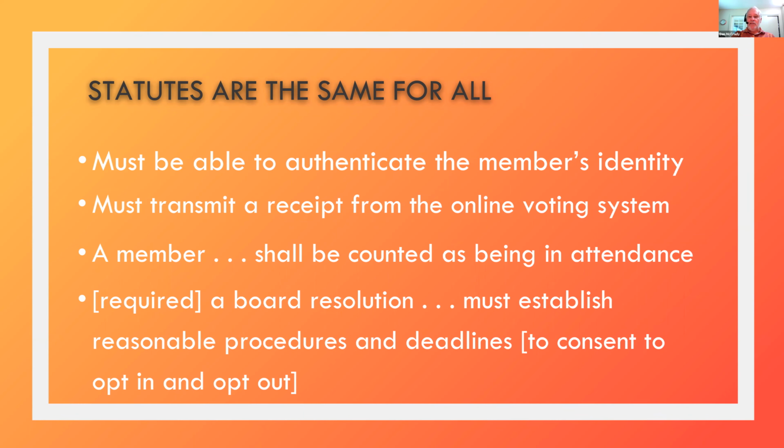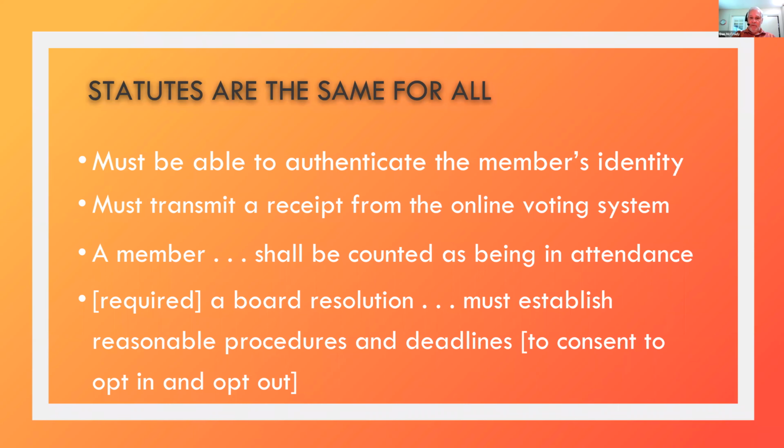And they do require a board resolution. The board resolution is only voted on by the board members, but there are actually four parts to it. It must establish the reasonable procedures, the procedures for opting in to say, I want to be an online voter, procedures for opting out, I've changed my mind, I no longer want to be one, and the deadline to consent, that is the deadline to opt in and the deadline to opt out. That's the only part of the board resolution that is required.